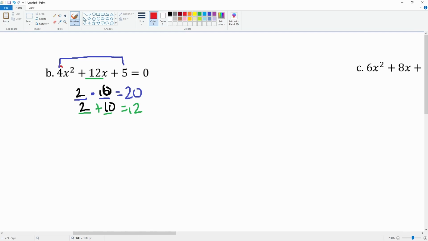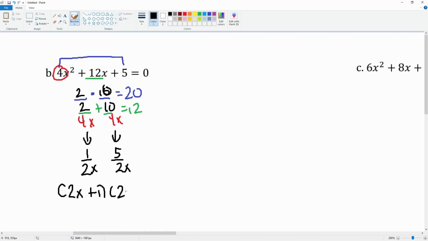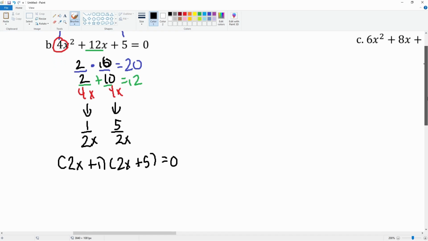Then you want to divide by this number in front, which is 4x. Let's see if it simplifies. 2 does go into both. This becomes 1 over 2x. 2 does go into both, 5 over 2x. So the factored form is 2x plus 1 and 2x plus 5. That's going to be equal to 0. That's how you get into factored form.